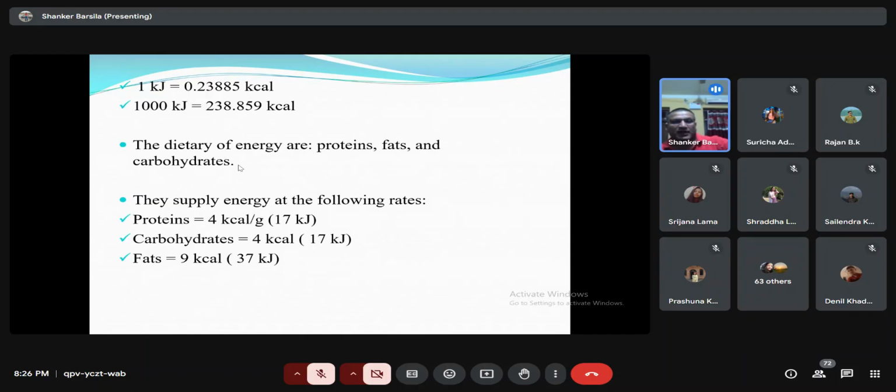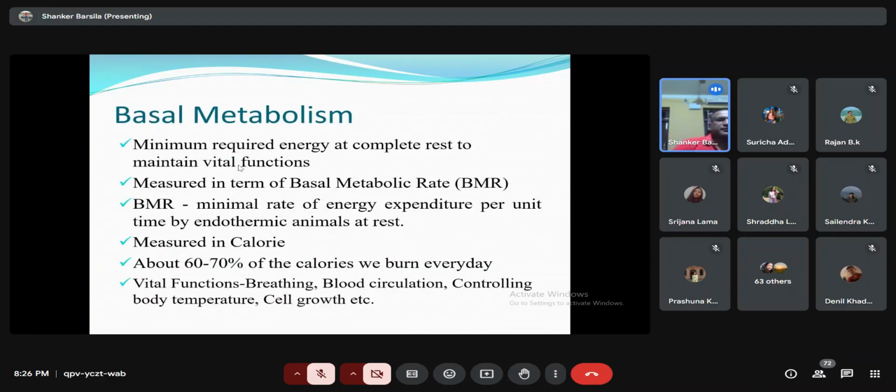Then these supply energy at the following rates. Protein gives 4 kilocalories, though this is not always true; it may vary in a range, from 3.5 to about 4.2. Carbohydrates yield about 4 kilocalories per gram, and fat yields 9 kilocalories. There is also another source, alcohol, which you must be familiar with. Alcohol produces 7 kilocalories of energy. Okay.